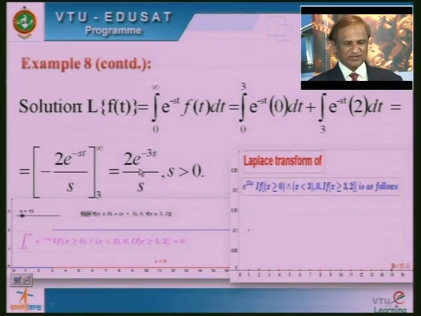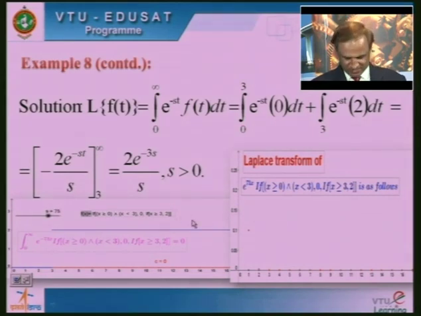Is it clear? So, what we can obtain? 2 times e to the power minus 3s divided by s. Because when we replace t by infinity, it becomes e to the power minus infinity. E to the power minus infinity means what? 1 divided by e to the power infinity. 1 divided by e to the power infinity means it becomes 0. Is it clear? Right. So, finally, you can obtain this answer, and it is a function of s. Always s is greater than 0. As usual, you can draw the graph.